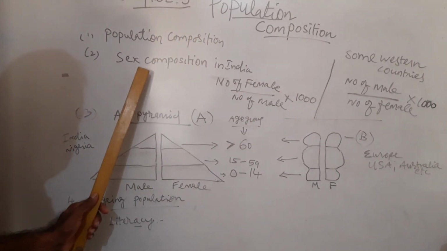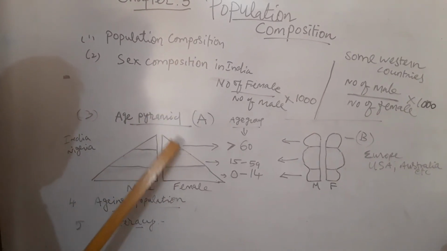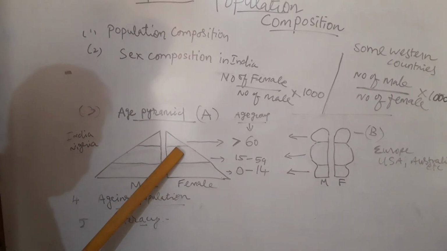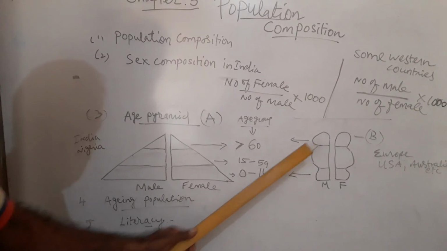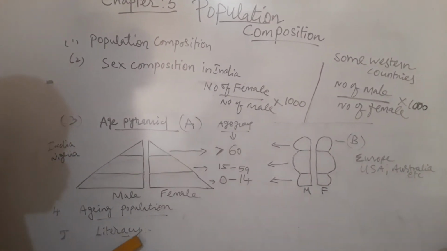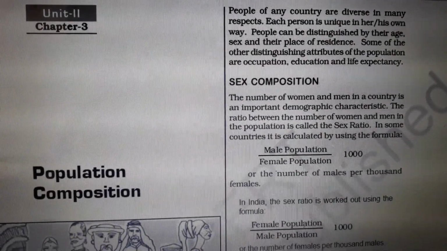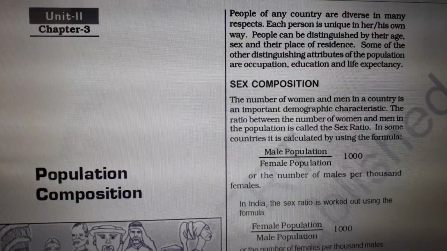Next we are going to discuss sex composition, then the age pyramid diagram of two kinds of countries, a developing country and a developed country, then the aging population and literacy. So these are the things we are going to discuss. Yes, children, now I am going to explain population composition.